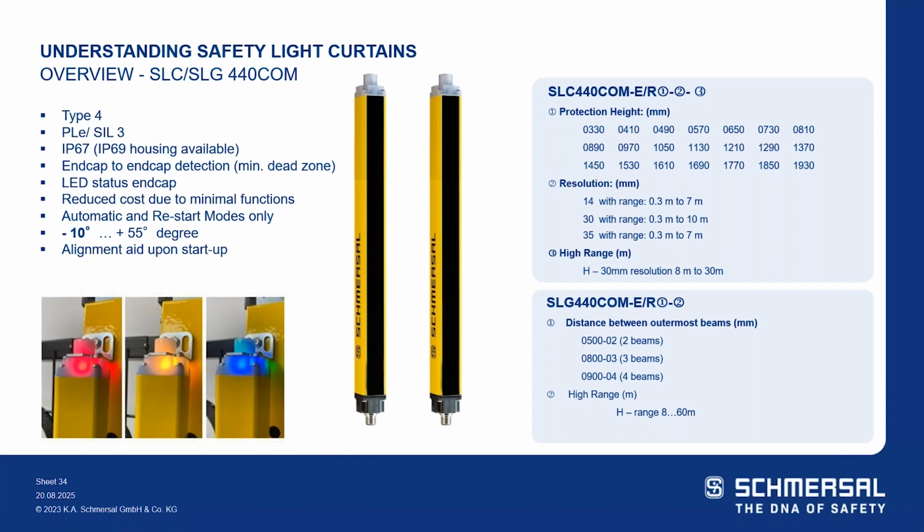You can introduce mirrors and you can safeguard multiple areas around a piece of equipment, making turns and corners. There is a limitation to the range. You're diminishing the range between the emitter and the receiver when you introduce mirrors, and there's calculations that we can advise to determine the appropriate light curtain or grid and what range you need to order to accommodate the perimeter lengths that you're looking at protecting. That's your SLC or SLG light curtain light grid 440 COM series.